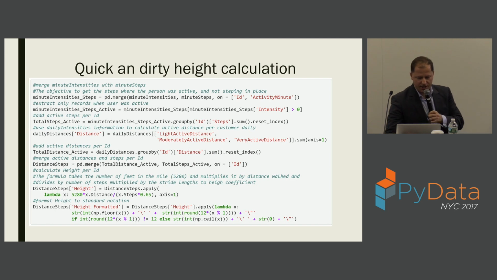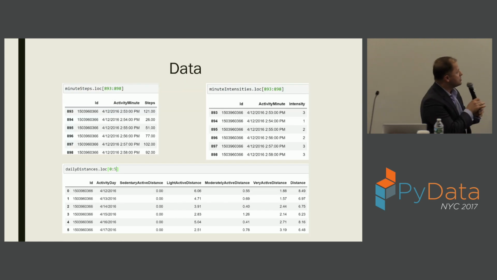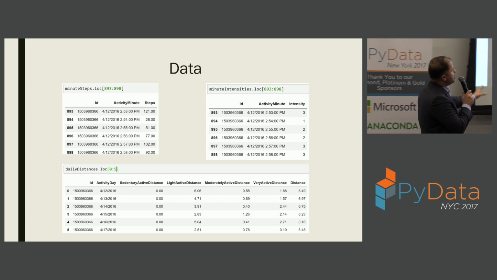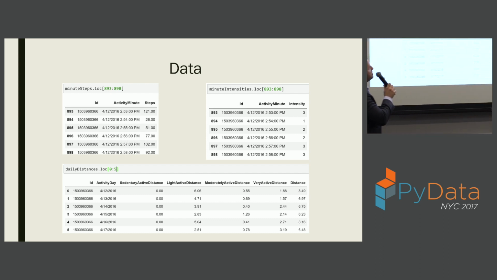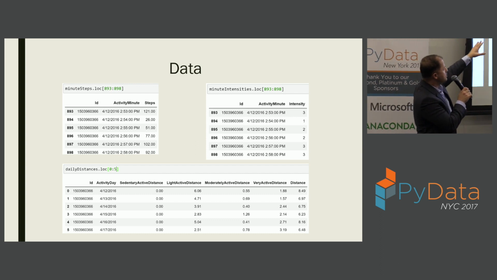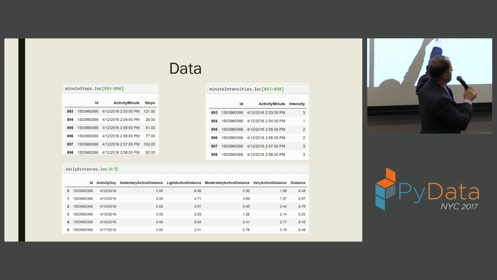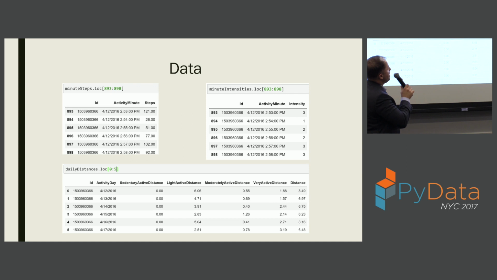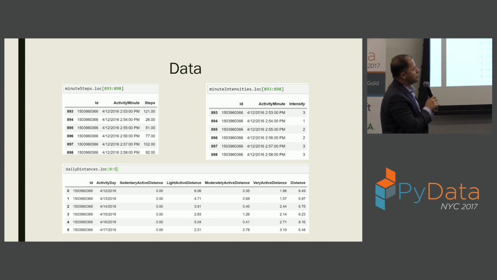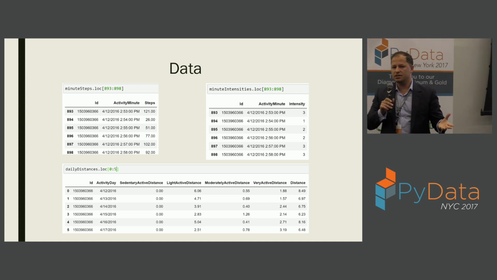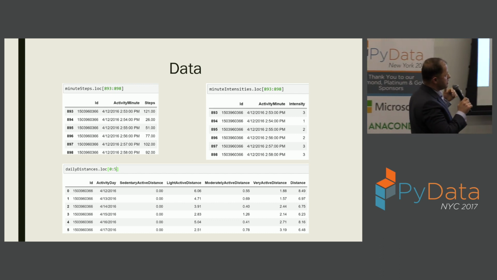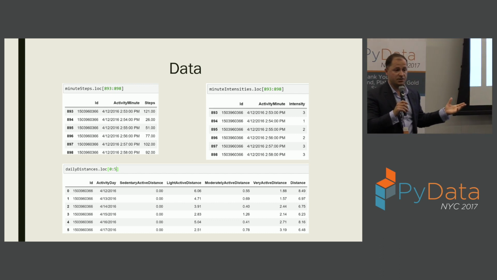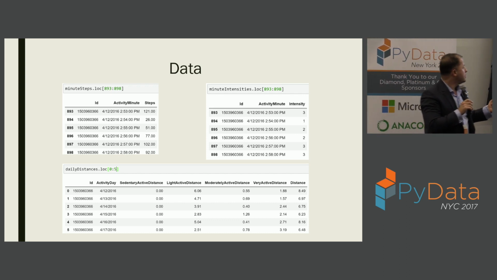So the quick and dirty height calculation, I probably should use this slide. The first step we've done, we merged these two data sets. We've merged minute intensities with the steps, just because the variables are very similar, and we were able to merge them by the IDs. The reason we did that was we wanted to have the ability to filter through the intensity, and we eliminated all observations where intensity was 0.